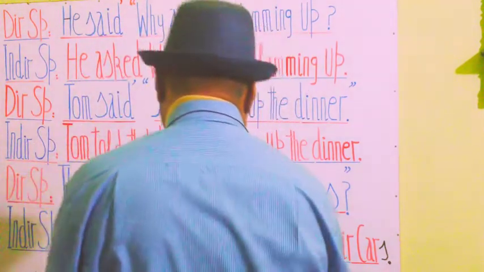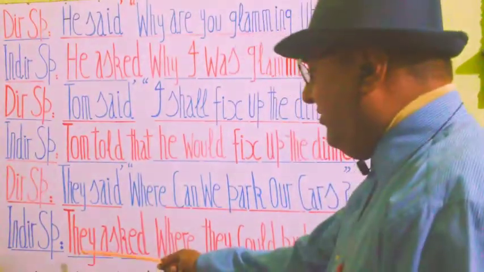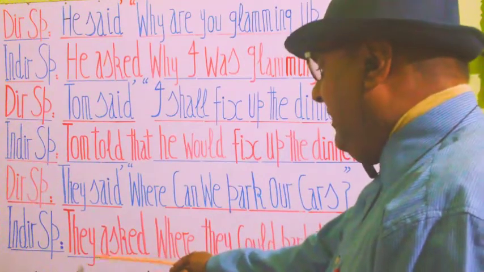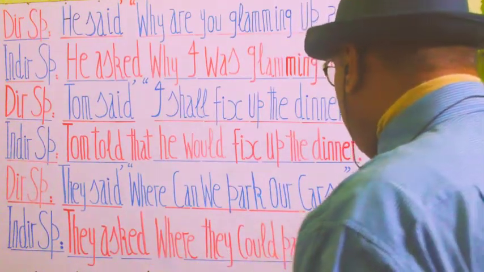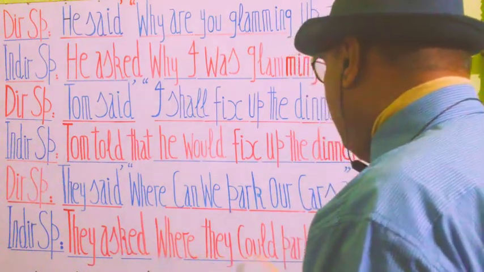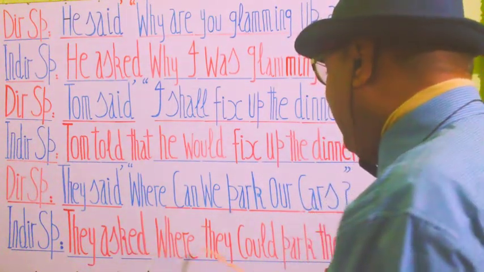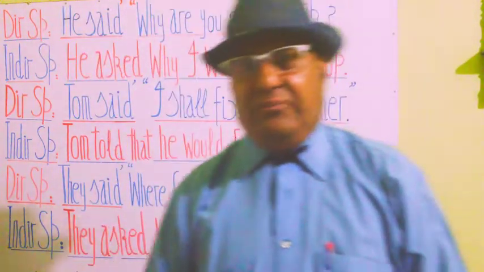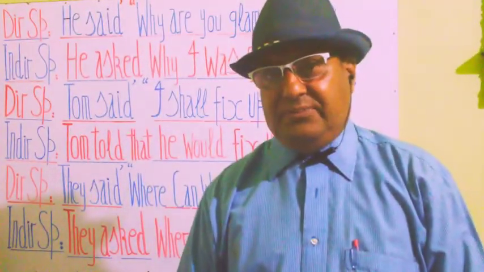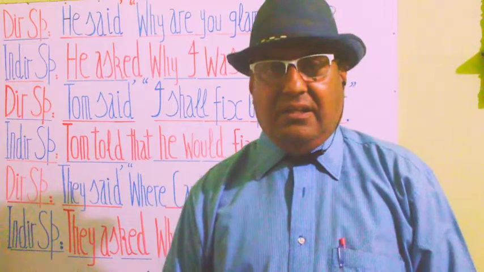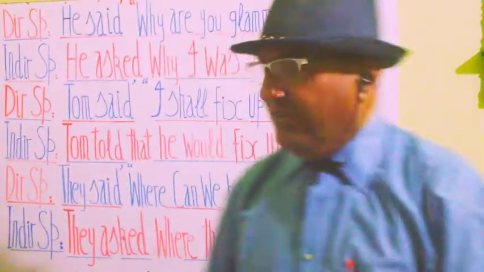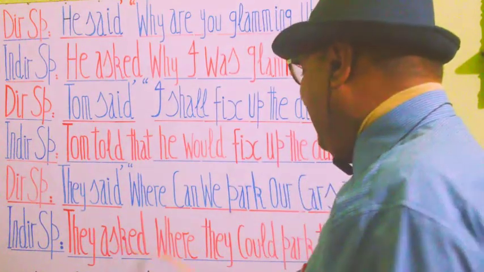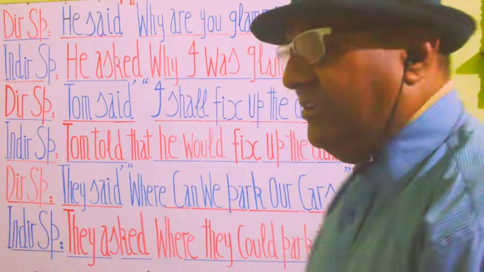Let's read it out again, this phrase. Let's see how it has changed in indirect speech. You see here, they asked where they could park their cars. Yes, you guys, you have seen the changes from direct speech into indirect speech. So this is the phrase after changing. Let's read it out again. They asked where they could park their cars. This is the new statement.